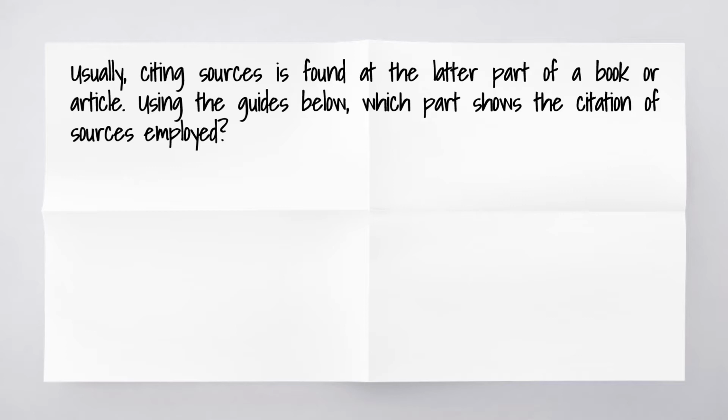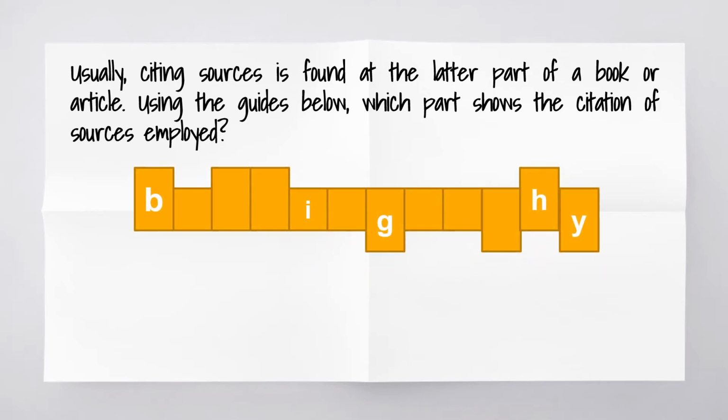Let's answer a very short activity, and you just need to guess what could probably be the word that we are looking for. First one is this one. So, how many letters do we have? 12 letters, and it starts with letter B. It has an I, it has a G, and it has H and Y. What do you think is the word?